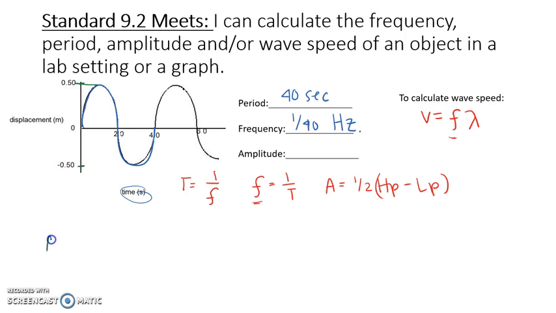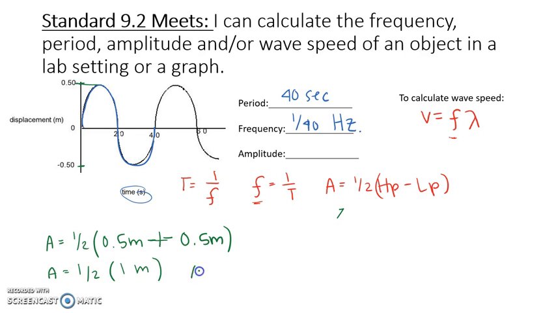So we can use our equation, and we can take A is equal to 1/2, our high point is 0.5 meters, minus a negative 0.5 meters. We end up getting A is equal to 1/2. So if we have 0.5, minusing a negative is the same as adding. And so we could get that our amplitude is equal to 1/2 times 1 meter, which is 0.5 meters.